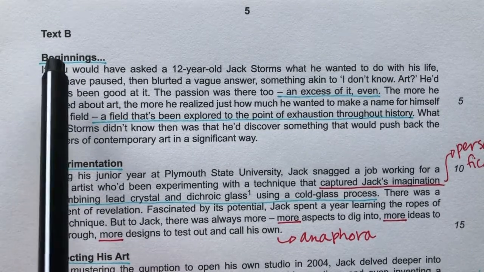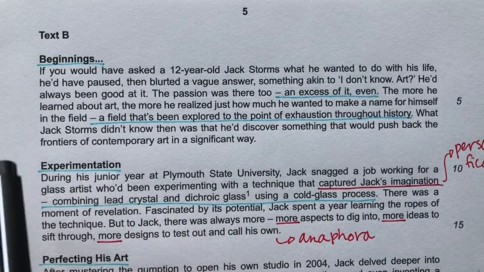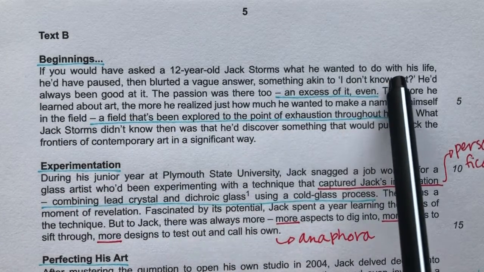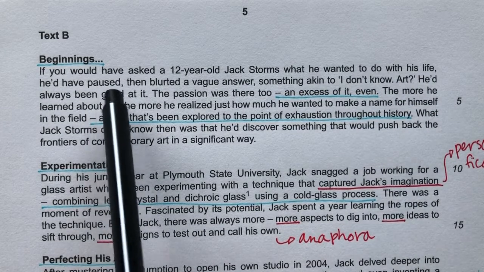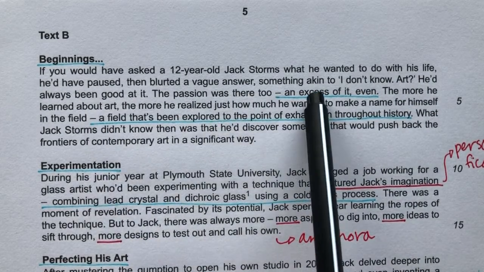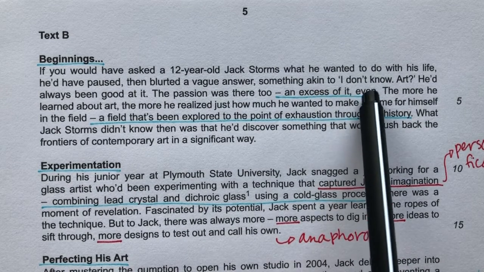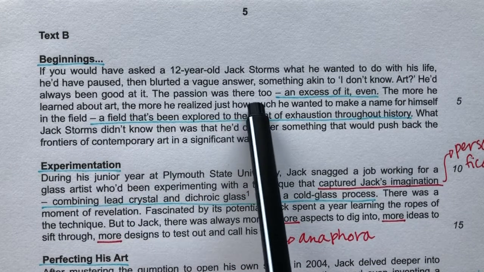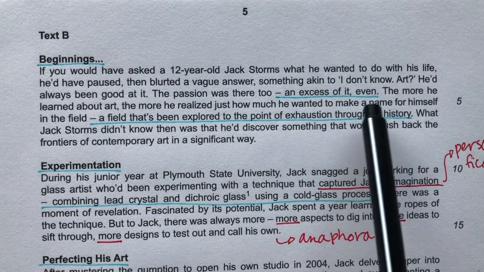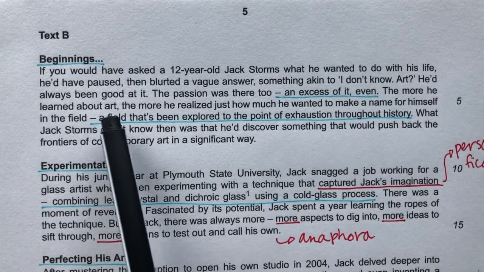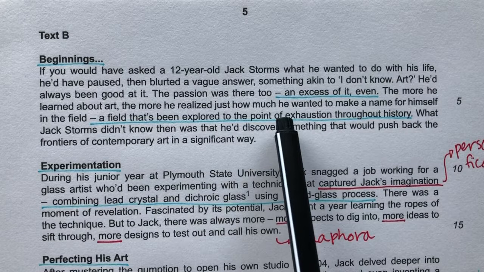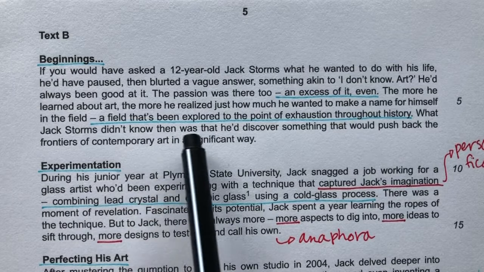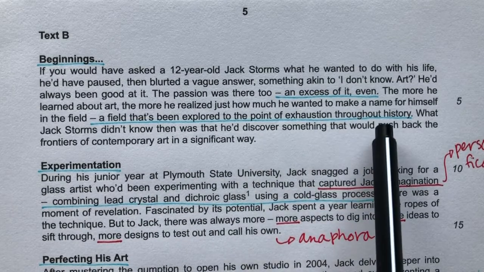First subheading, beginnings. If you would have asked a 12-year-old Jack Storms what he wanted to do with his life, he'd have paused, then blurted a vague answer, something akin to, I don't know, art. He'd always be good at it. The passion was there too, an excess of it even. The more he learned about art, the more he realized just how much he wanted to make a name for himself in the field, a field that's been explored to the point of exhaustion throughout history.